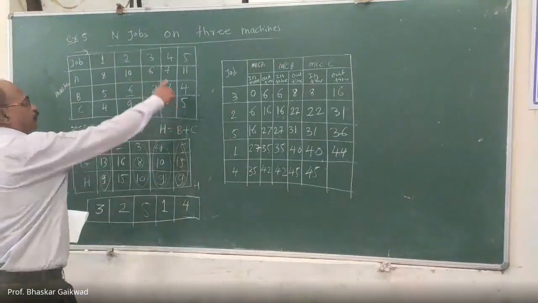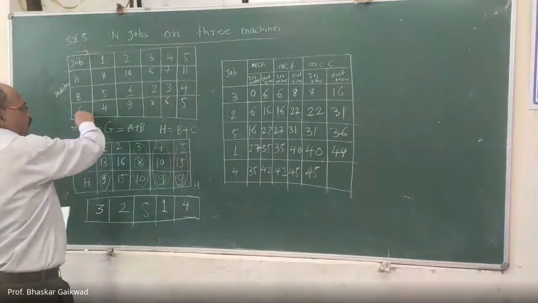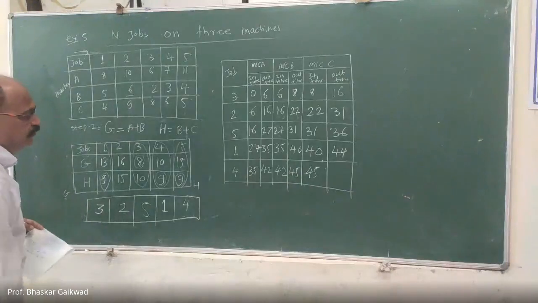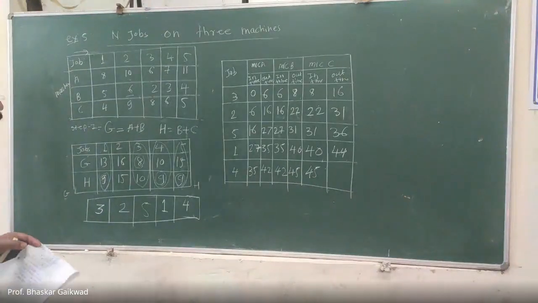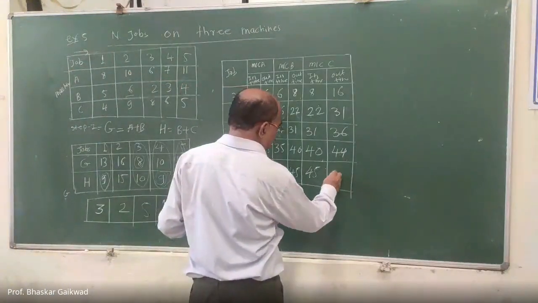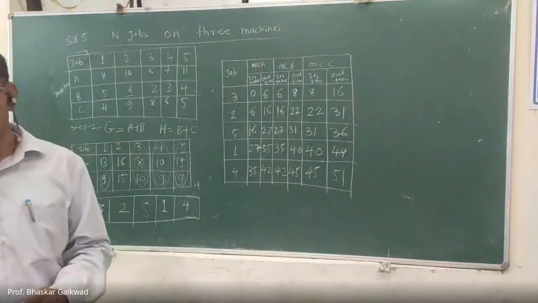Job number 4. This is job number 4. C machine 6 time is there. So 45 plus 6. This is 51. Okay. So up to here it is clear.